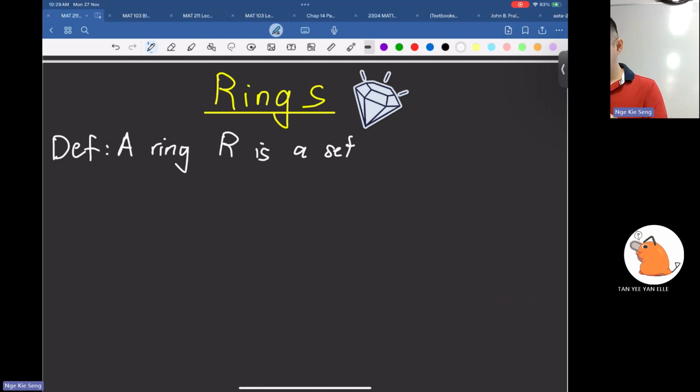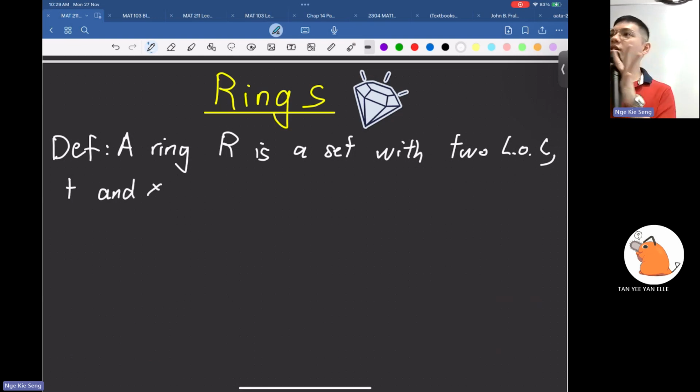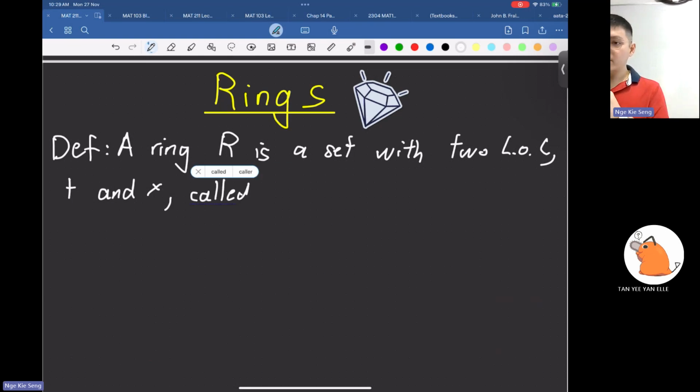So let's define what a ring is. It's a set with two laws of composition. One of them we call addition. The other one we call multiplication. There are two of them. Is it true for integers or not? Can you add? Can you multiply? We can do both these things.